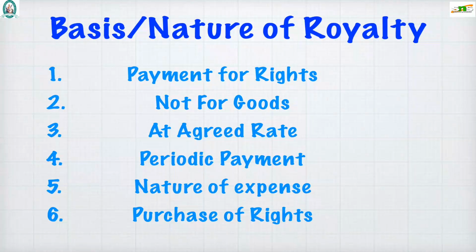The next one is basis or nature of royalty. The royalty is based on the payment of rights, not for goods, at an agreed rate, periodic payment, nature of the expense, purchase of rights.